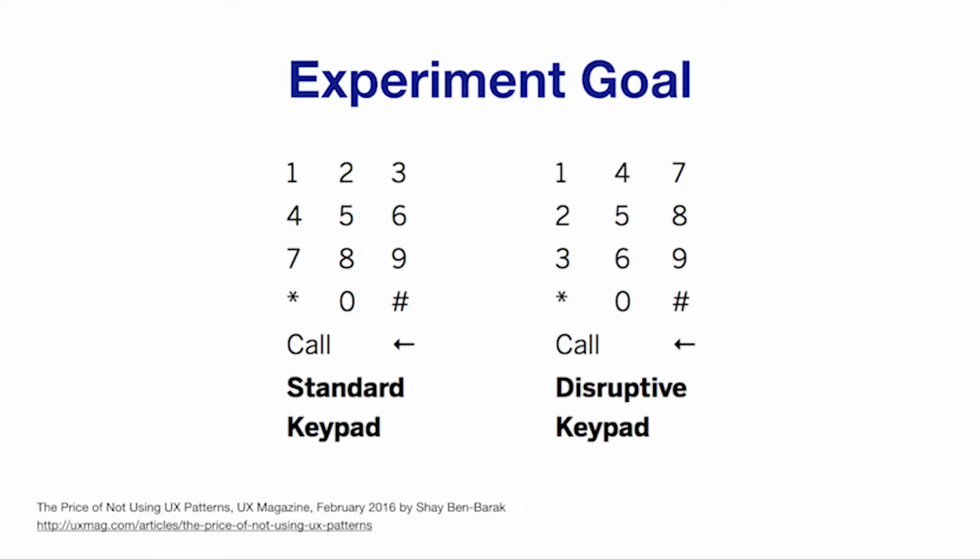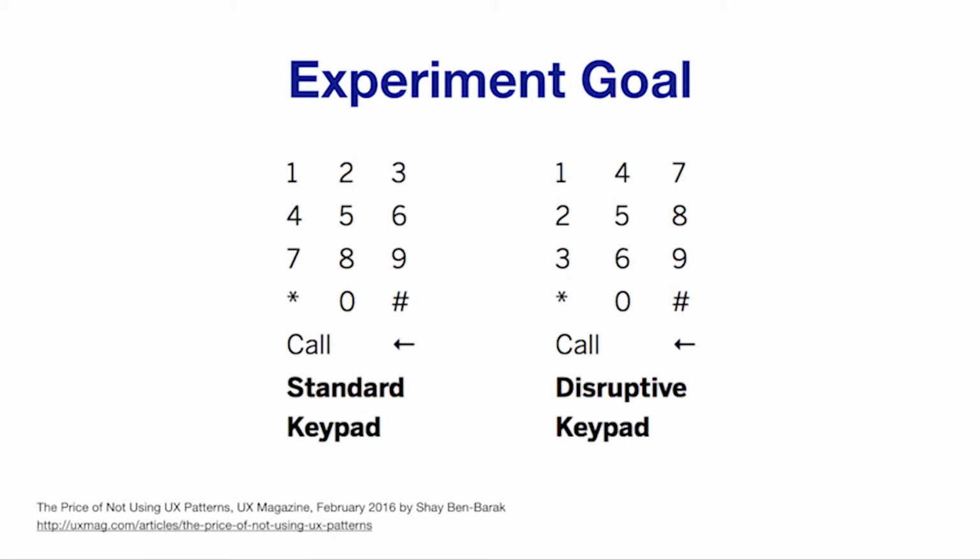I use this as an example because when we're designing UX projects, we have to make sure that we have the end user in mind and that we understand their patterns and behaviors that they are accustomed to, and that we design things with that in mind. There's a great experiment that we'll review here that shows the risk of abandoning preset patterns of behavior. This experiment was from an article that was published in UX Magazine in February 2016 by Shay Ben Barak in an article called The Price of Not Using UX Patterns.